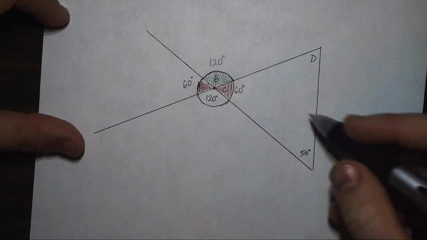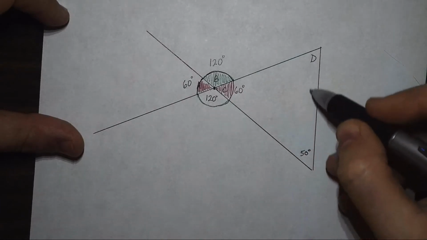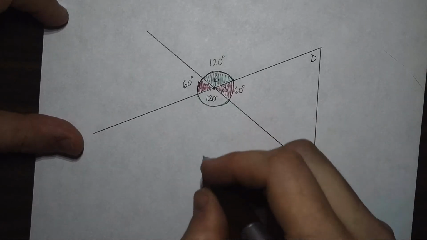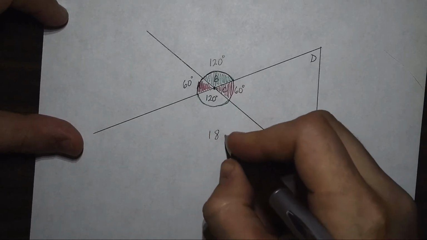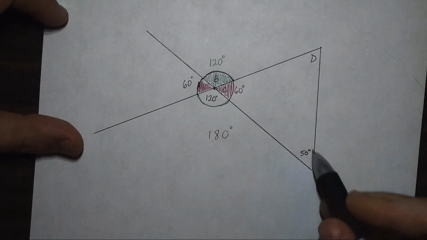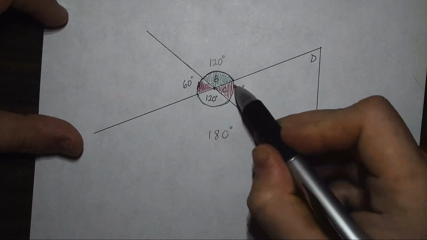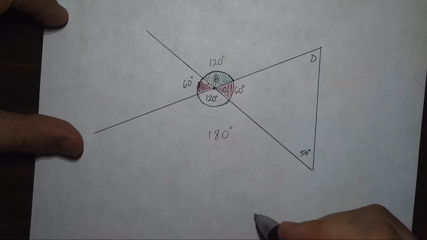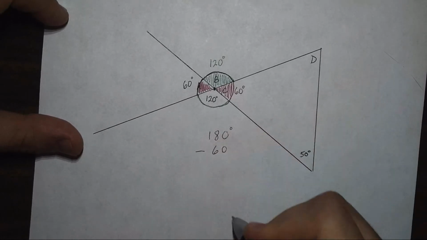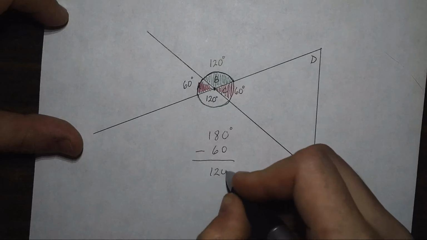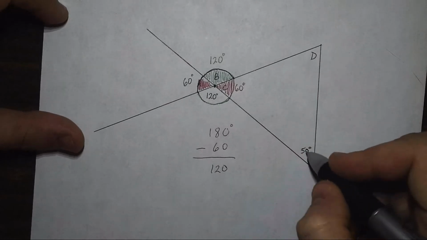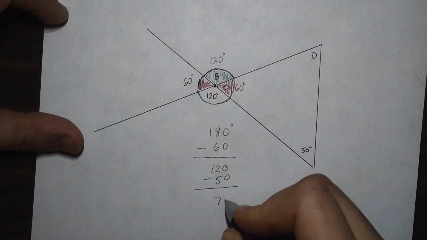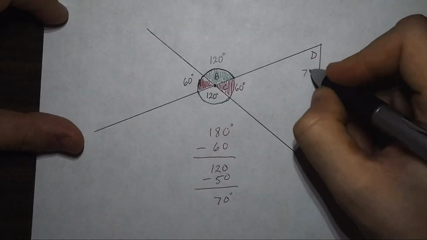Angle D is inside this large triangle right here. I know that every triangle has a sum of 180 degrees. The sum of its interior angles, these three angles, is 180 degrees. Well, I have two of those angles. I know that one of the angles is 60, so if I take it away, I'm left with 120 degrees in my triangle. And if I take this other one away, I'm left with angle D. So angle D then becomes 70 degrees.